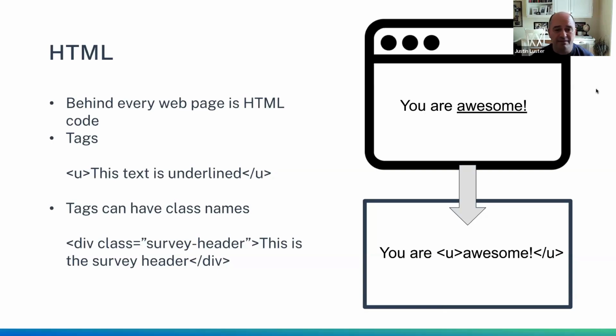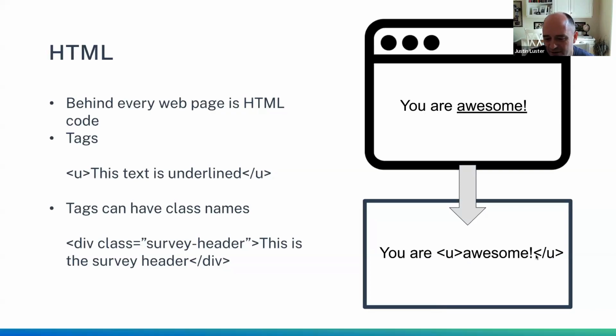But if you were to look behind the scenes at the HTML, you would see the bottom right, which says, "You are awesome." And it has these things that we call tags. So you see that there is a left arrow, U, right arrow, and then there's awesome, and then there's a closing tag, which is the left arrow slash U, right arrow. So this part here says everything in between the opening tag and the closing tag needs to be underlined.